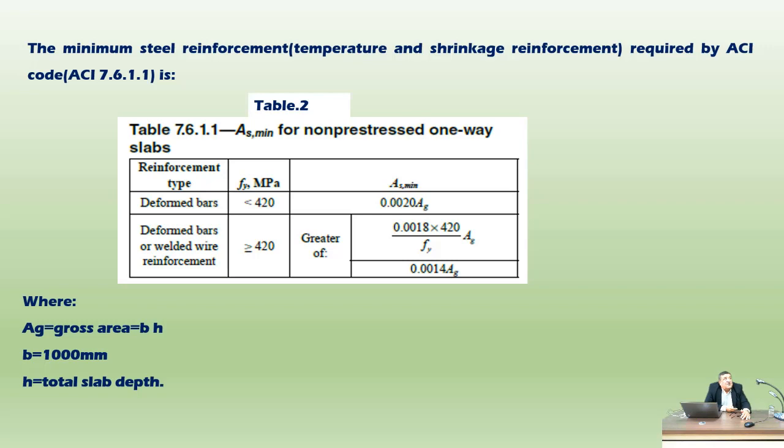The minimal steel reinforcement, temperature and shrinkage reinforcement required by the ACI code, ACI 318, is listed in table 2. This is different for the value of yield stress of steel. As min is equal to percent dot A gross. The percent is included in this table, where A gross is the gross area equal to B dot H, B equal to 1000 millimeter, H total slab thickness.